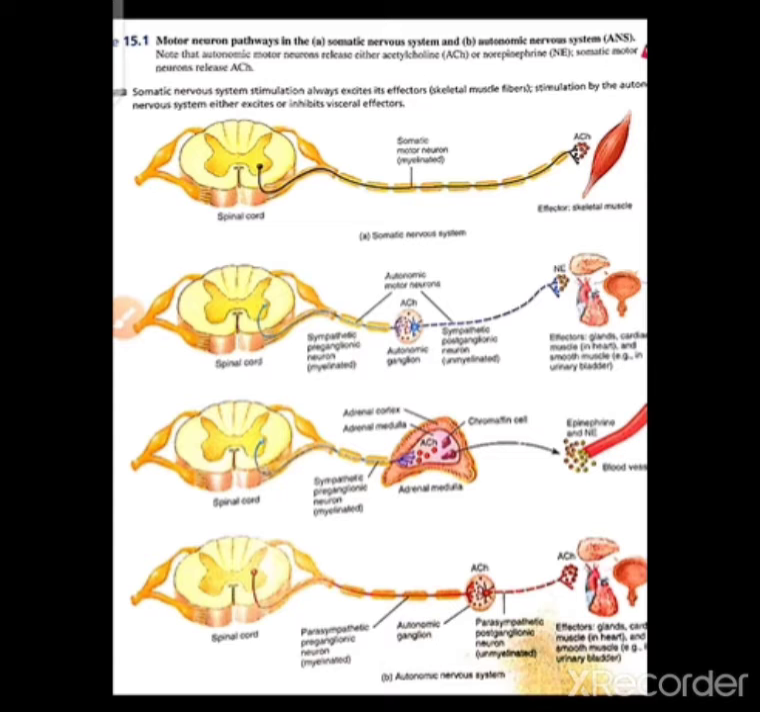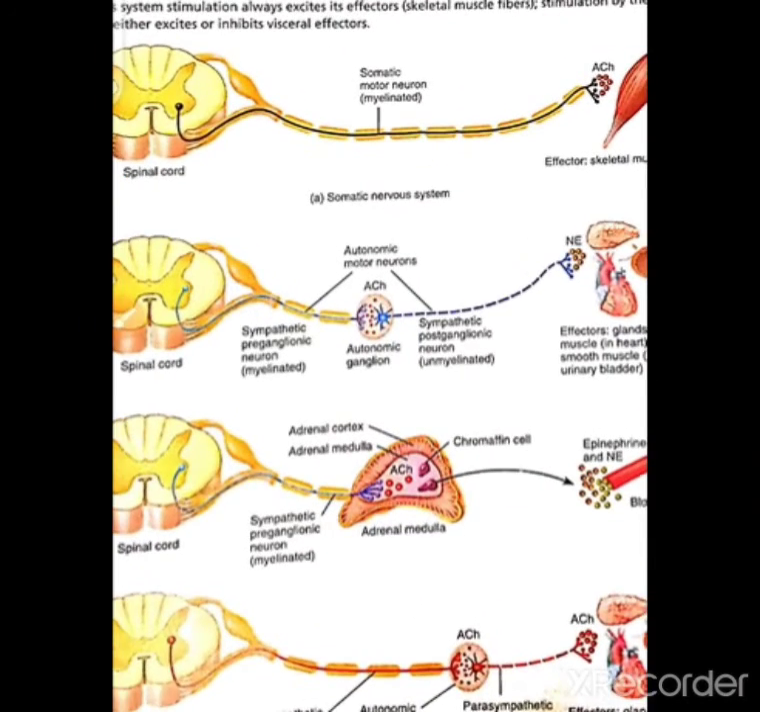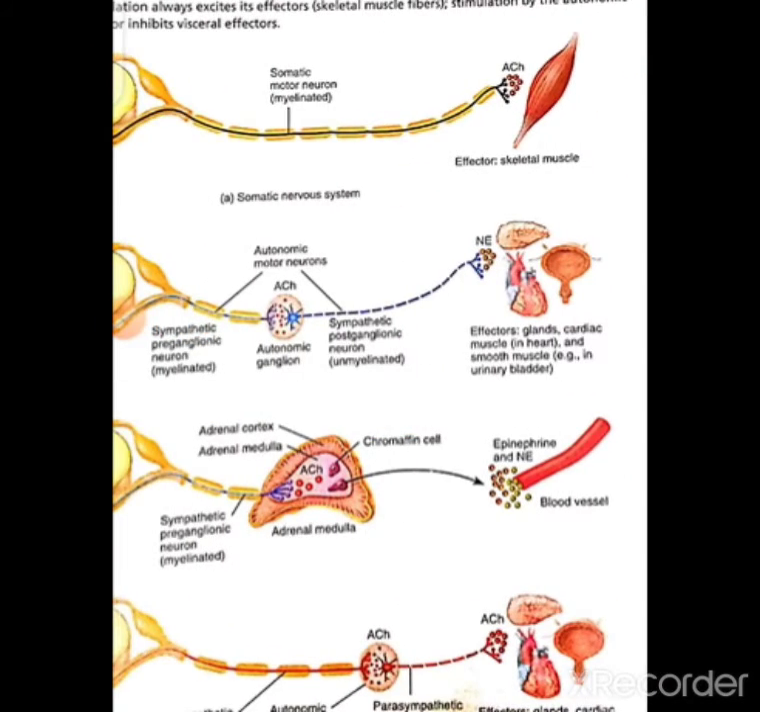Now the sympathetic preganglionic neurons from the spinal cord go to the adrenal medulla. You know the adrenal cortex and the adrenal medulla, and there are chromaffin cells there. They release both epinephrine and norepinephrine. You can see epinephrine, and NE is the norepinephrine, going to the blood vessels.